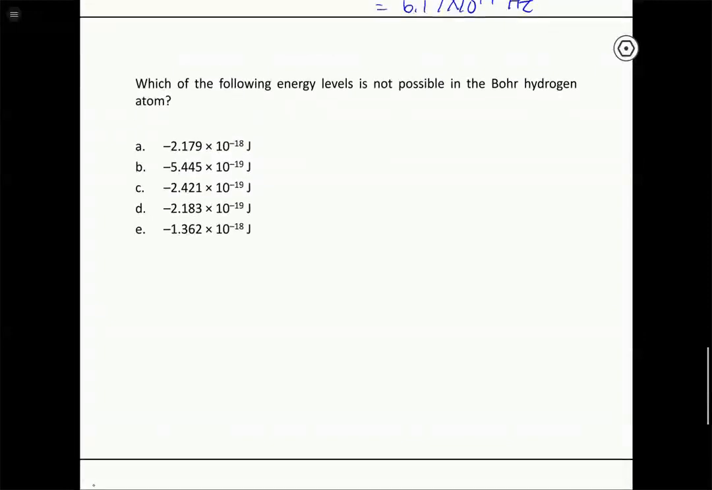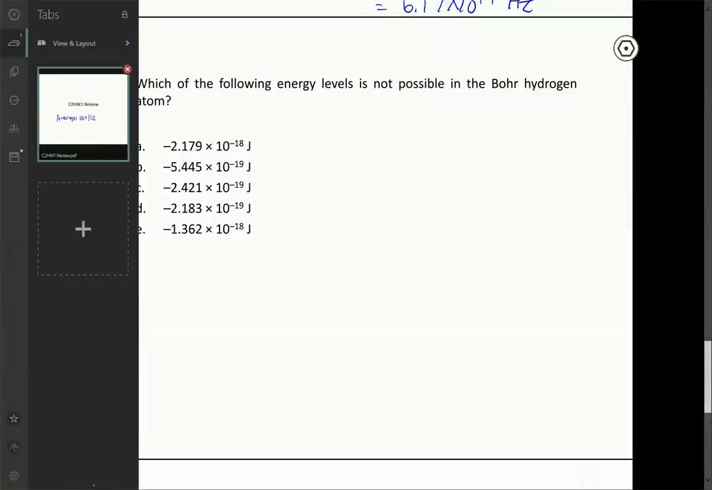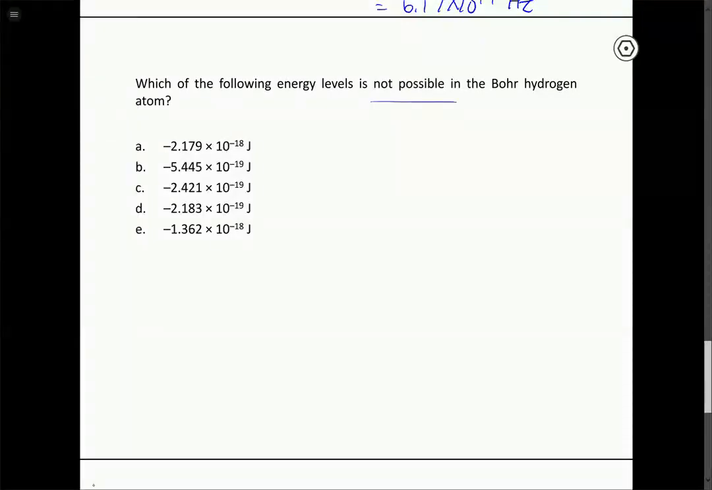Okay, so this one is another one dealing with the Bohr equation. It just wants to know which of the following energy levels is not possible in the Bohr hydrogen atom. So in this case, we're not talking about changes in energy. We're not talking about electrons moving between two energy levels. We're just talking about the energy of the electron in a stationary state in one of those orbits, n equals 1, n equals 2, n equals 3, and so on.